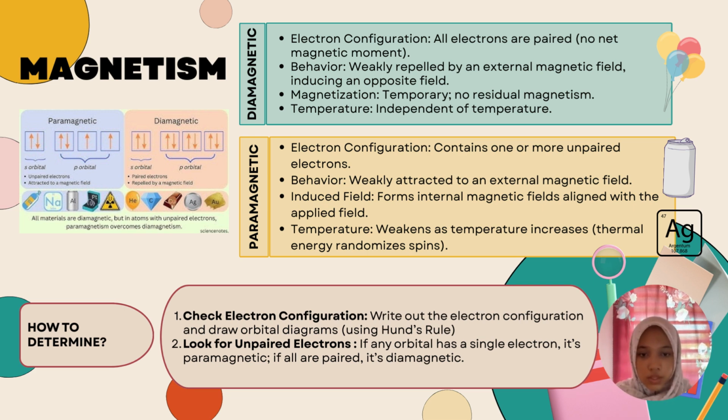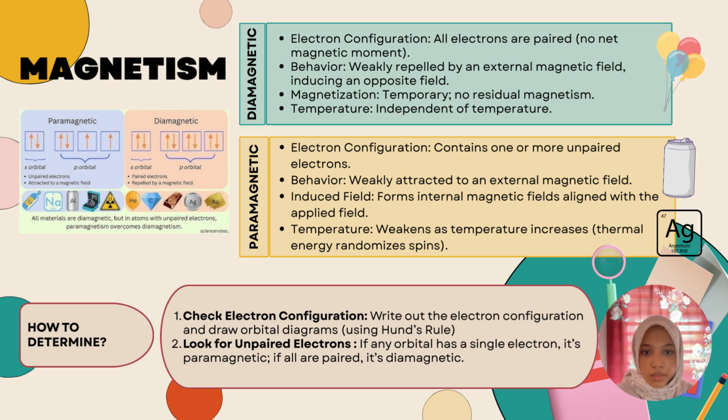Okay, the next one is paramagnetic. The electron configuration contains one or more unpaired electrons. The behavior is weakly attracted to an external magnetic field, and the induced field forms an internal magnetic field aligned with the applied field. The effect weakens as the temperature increases, because thermal energy randomizes the spins. Examples are sodium and aluminium.